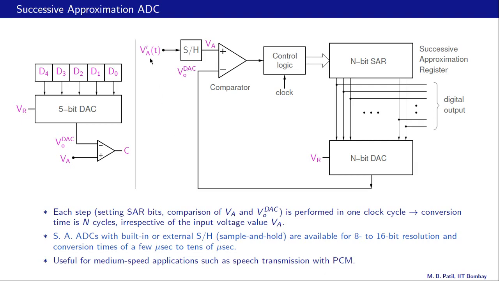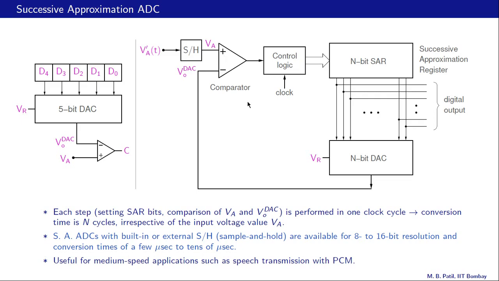We have an input voltage VA prime of t, a time varying analog voltage, and this voltage is fed to a sample and hold circuit to produce this V sub A, the same as this VA shown here. Now this VA is expected to be held constant throughout the conversion process, and therefore we must adjust the frequency for this sample and hold circuit, the clock frequency, so that VA remains constant throughout the conversion process. Alright, so that VA is one input of the comparator.